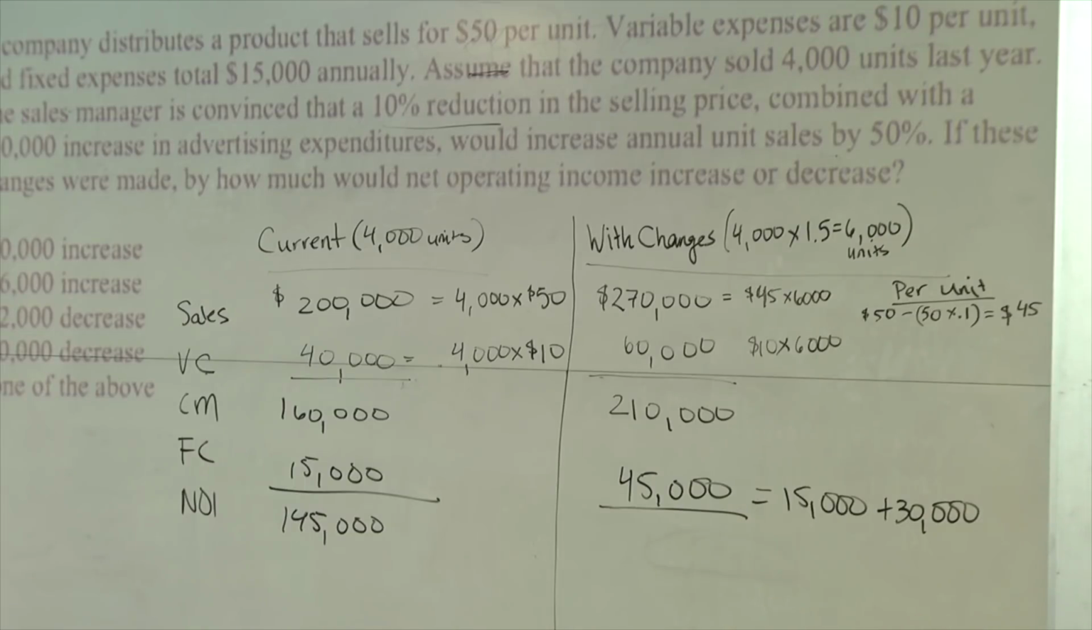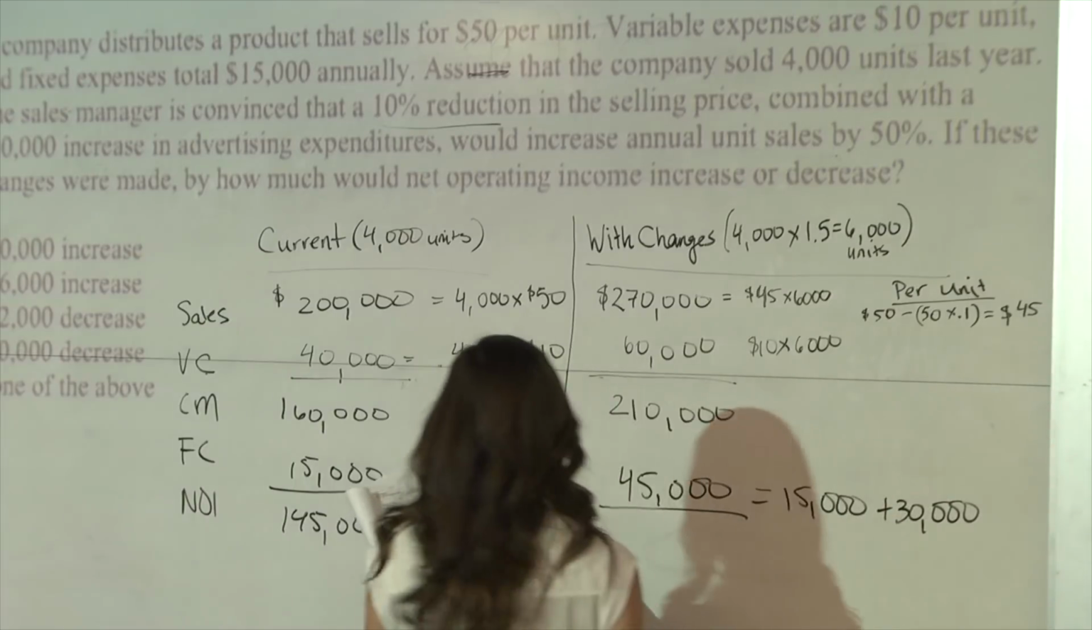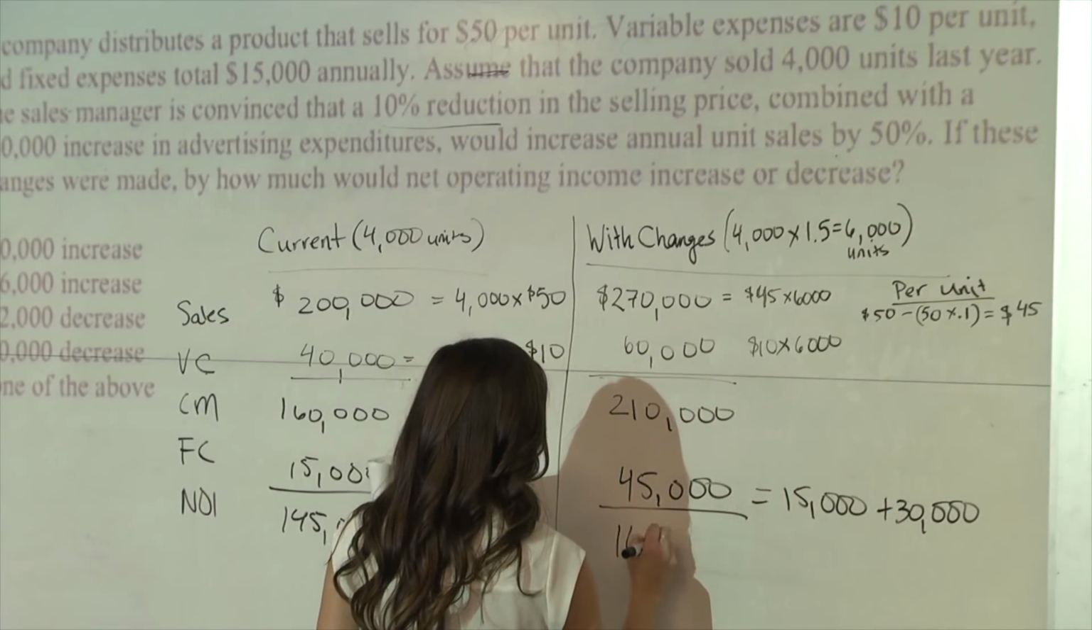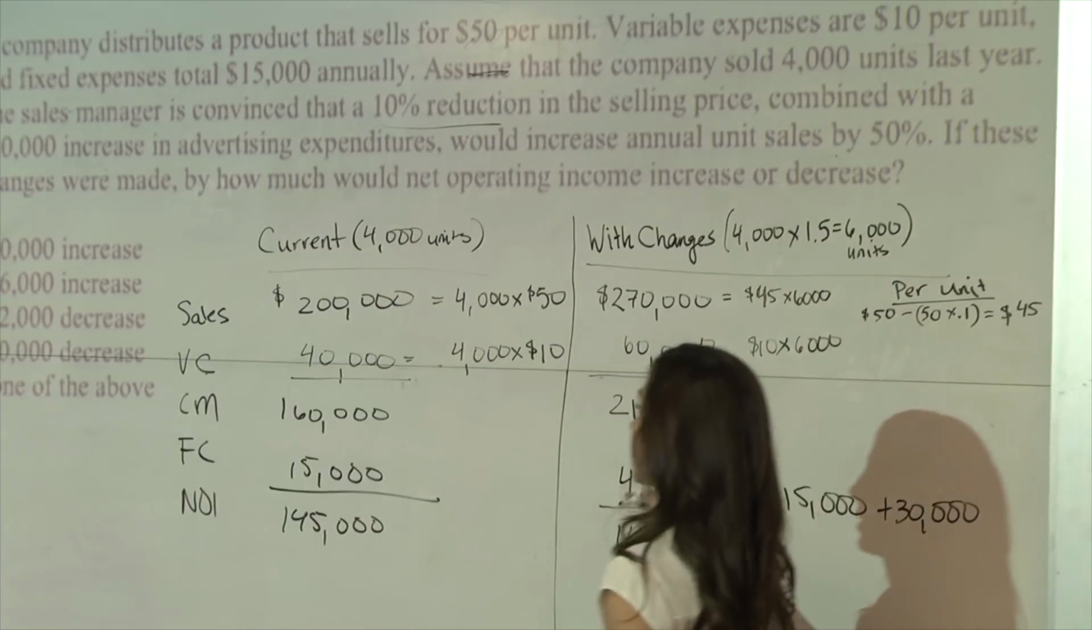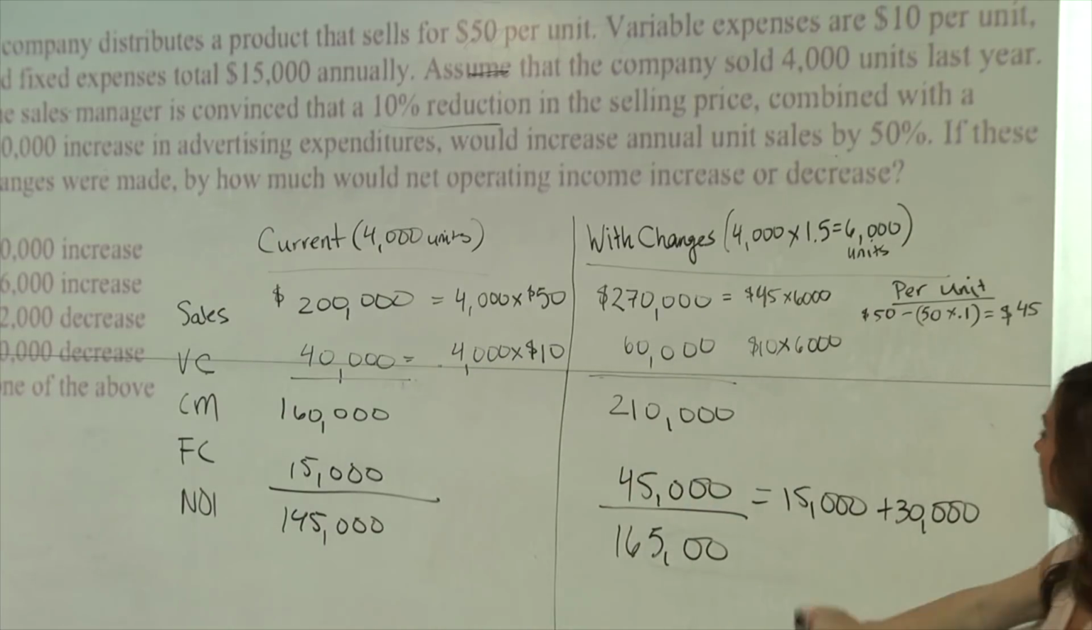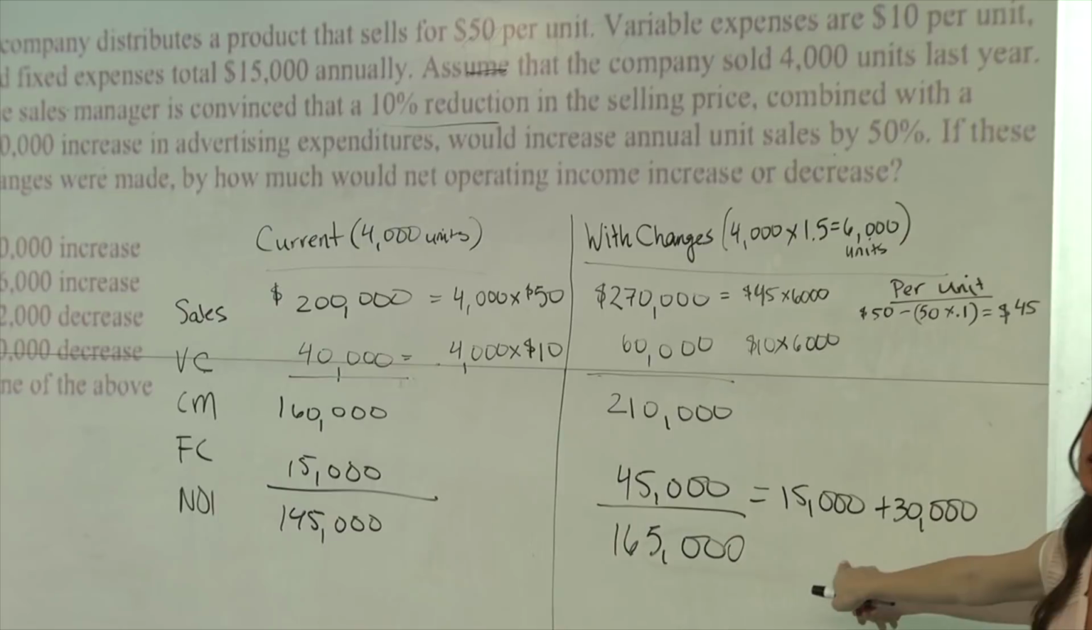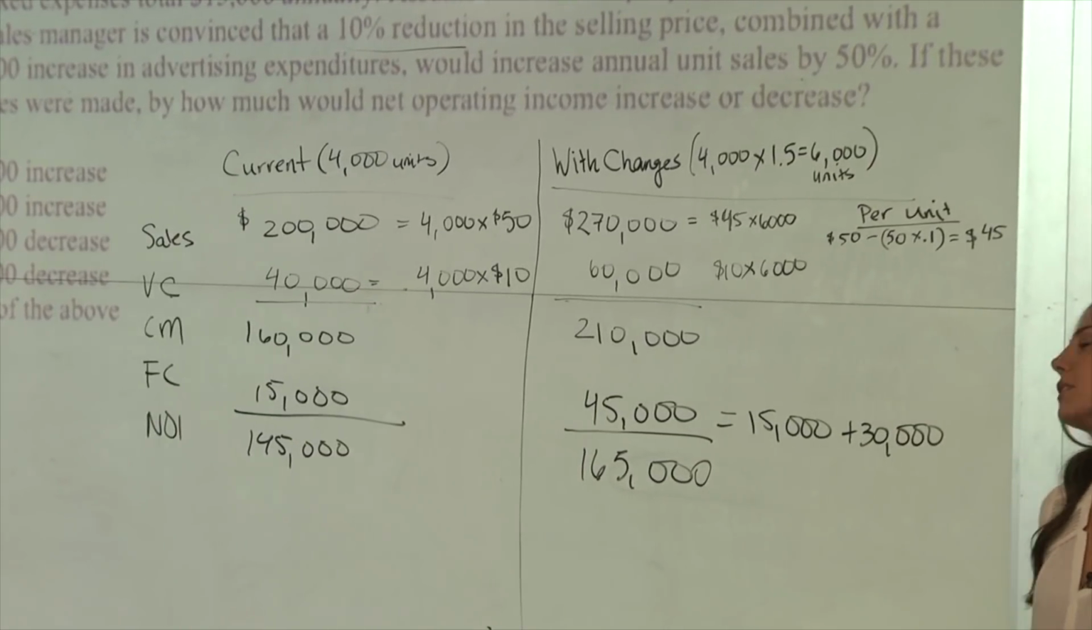So advertising is always considered a fixed cost. Yeah, exactly. Yeah, so you pay for a commercial to run in the beginning of the year. It's not going to change based on the number of units that you produce or sell. Okay, so if we subtract the fixed cost from the contribution margin, we get a new net operating income of 165,000.